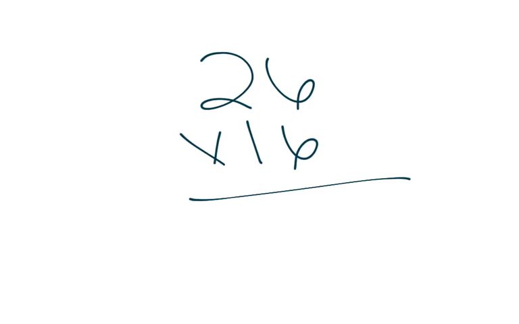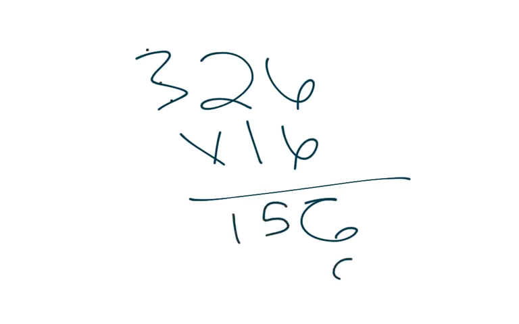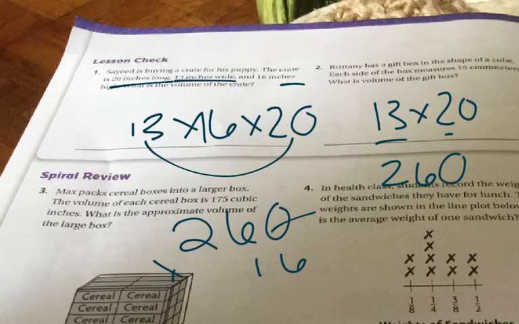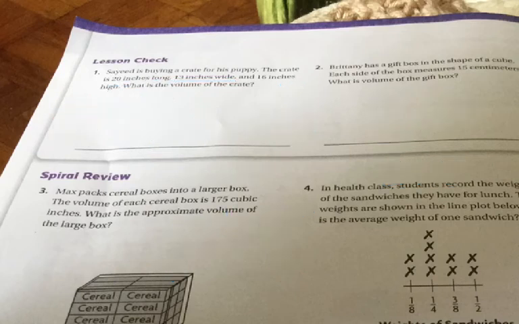I know 6 times 6 is 36. 6 times 2 is 12, 13, 14, 15. Put a 0, cross that out. 1 times 6 is 6, 1 times 2 is 2. So when I add that up, don't forget to add the 0. So I'm going to get 4,160 inches cubed. Let's try the next one.